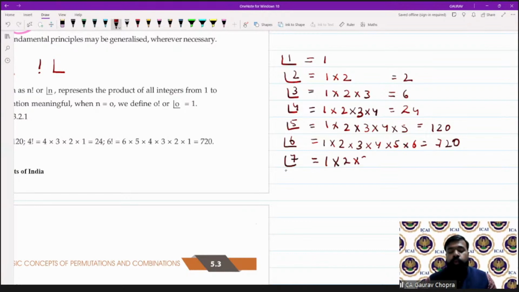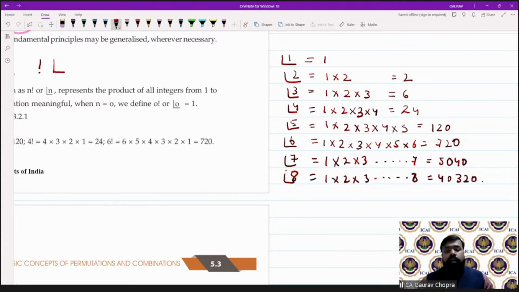Factorial 7 is 1 into 2 into 3 up to 7. It becomes 5040. Then comes factorial 8. We will multiply up to 8. It will become 40320 and so on. So these are the basic numbers, we just have to multiply. So if factorial n is written, that means we have to multiply till n.